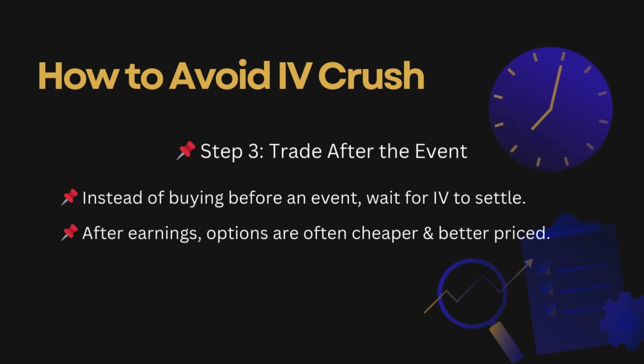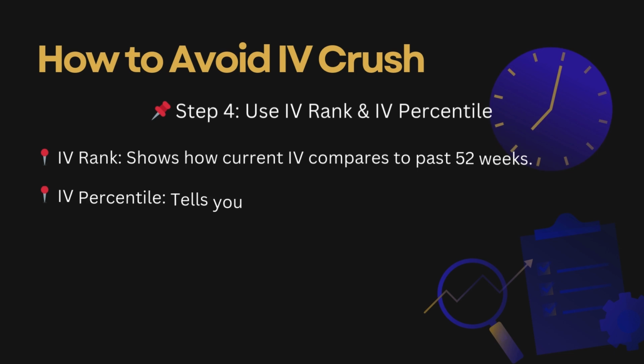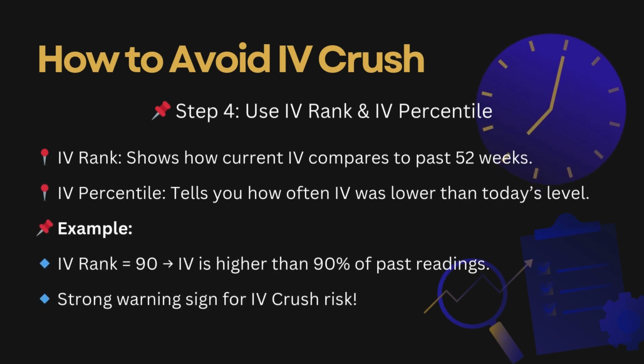Step 3. Avoid buying expensive options. High IV equals overpriced options. Instead of buying calls or puts, use spreads to offset inflated costs. Step 4. Trade after the event. Instead of buying options before an event, wait until IV settles.